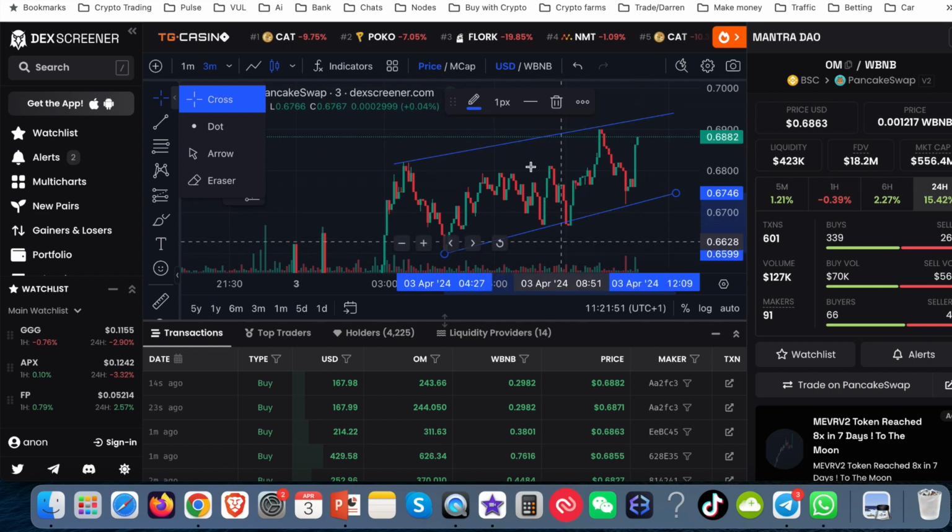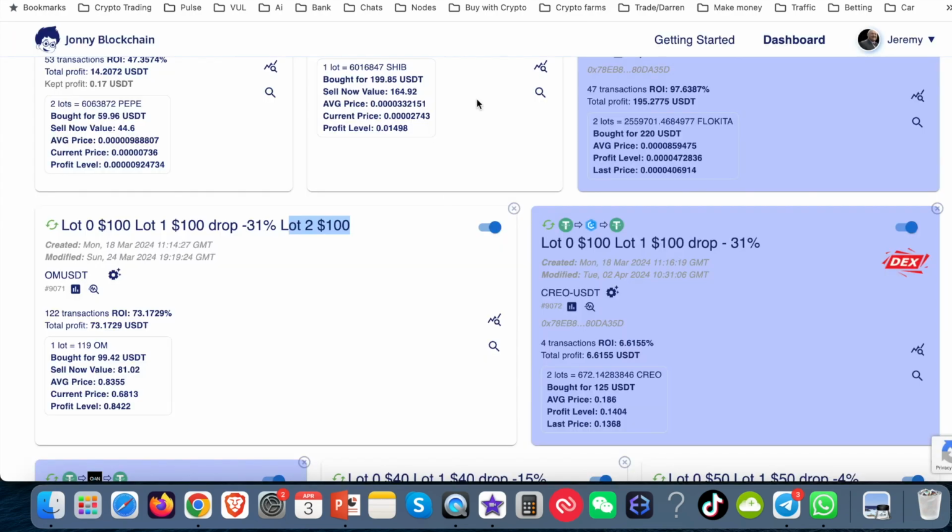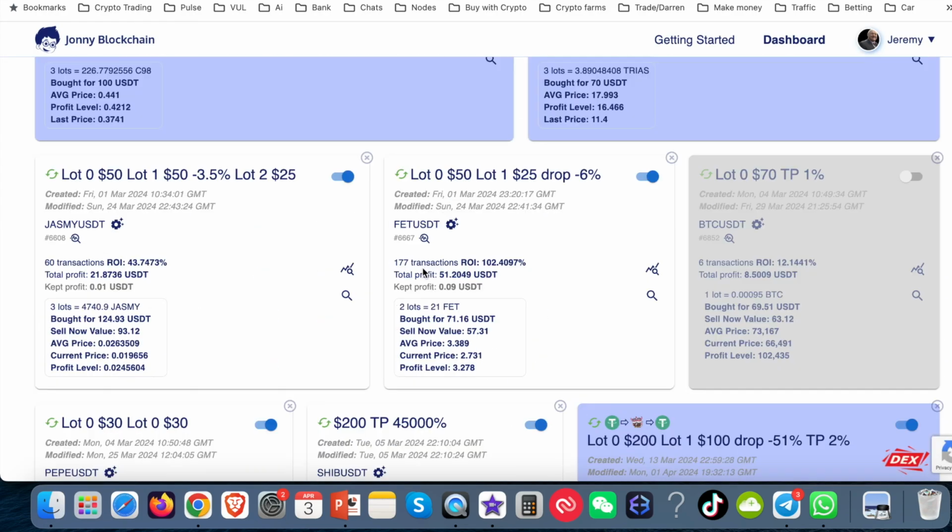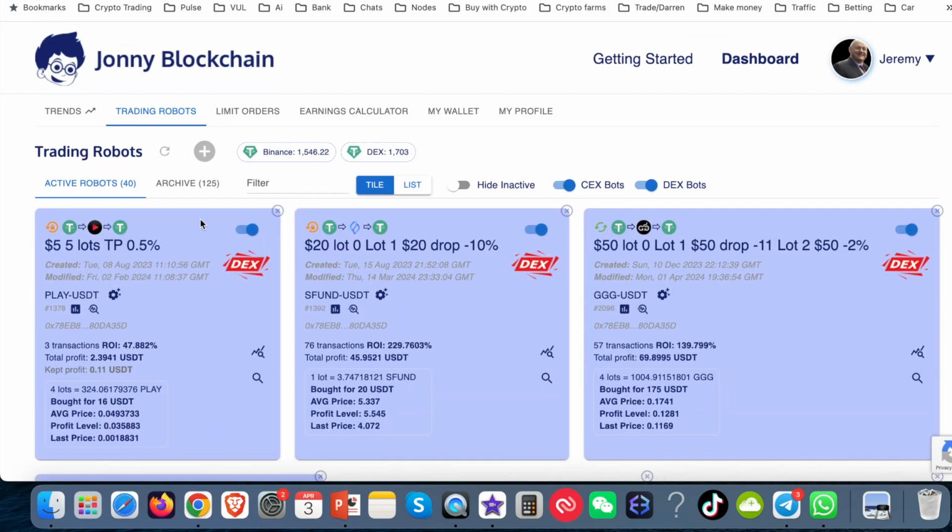And I've drawn these two lines on my chart. You can do this stuff yourself. You don't have to be an expert trader to see if there's a trend movement happening. And that's what I do when I'm using Jonny Blockchain. I can set up bots and archive bots. If you look up here, look, let's just see. I've got 125 bots that I've archived.